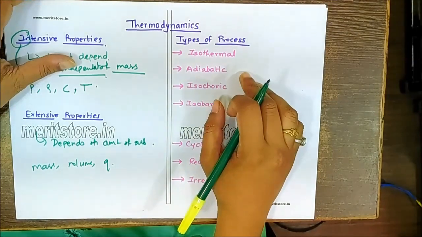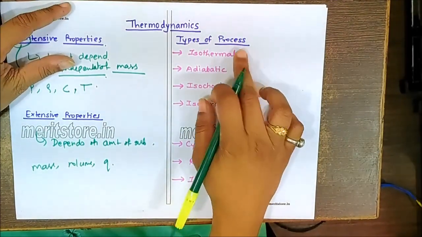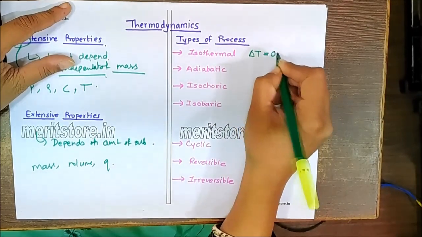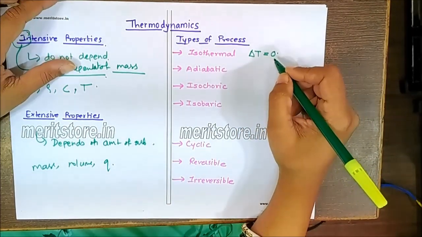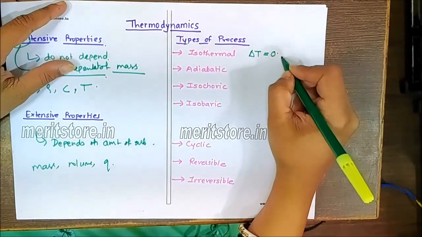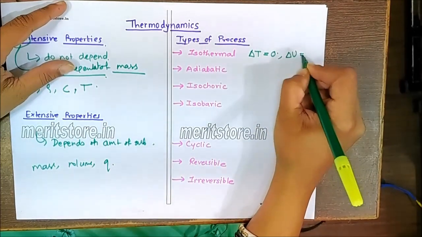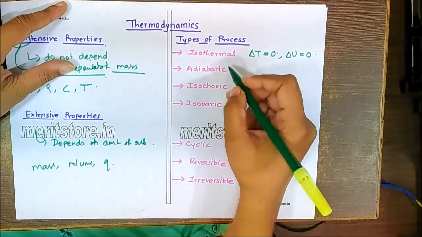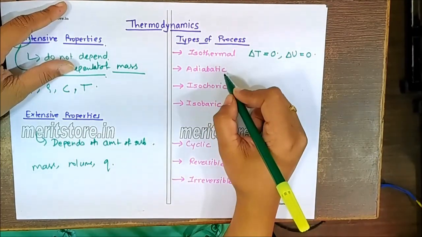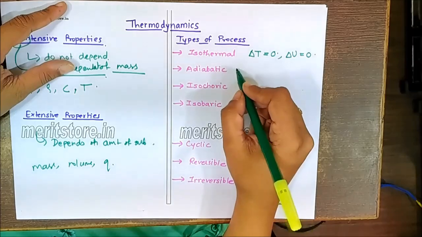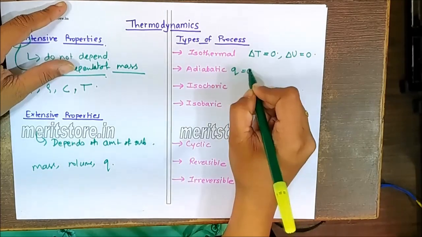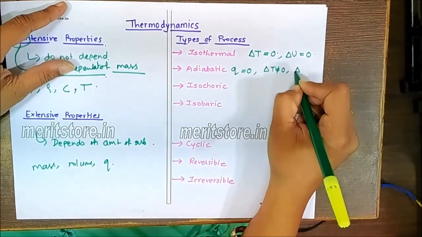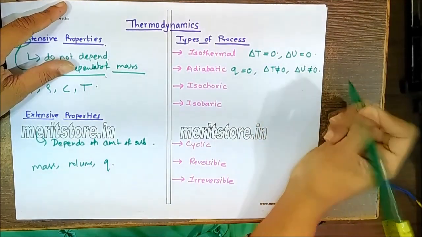Now, the types of processes. We already know isothermal, where the temperature remains constant. So we have to remember delta T equals 0. The temperature is related to the internal energy of the system, so delta U will also be equal to 0. In case of adiabatic process, there is no heat exchange, so we say Q equals 0. But in this case, remember, delta T is not 0 and delta U is also not 0.